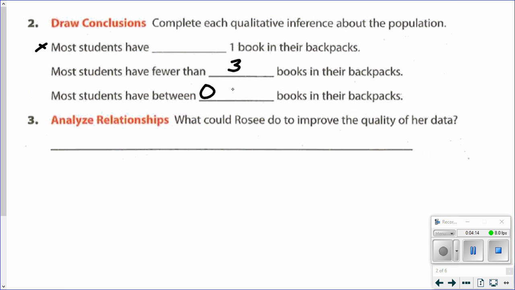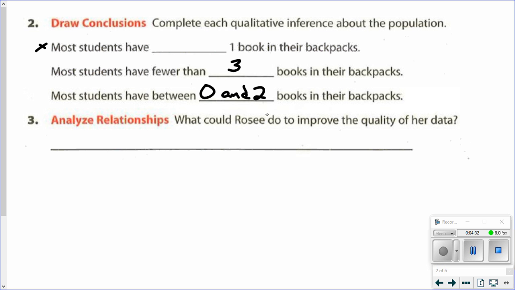So most students have between 0 and 2 books in their backpacks. What could Rosie do to improve the quality of her data? Well, whenever you do samples, the answer to this question is almost always the same, which is ask more people.